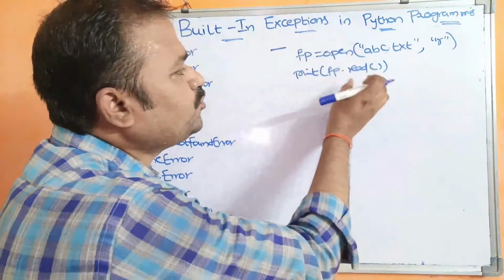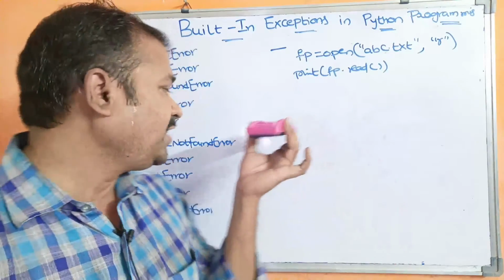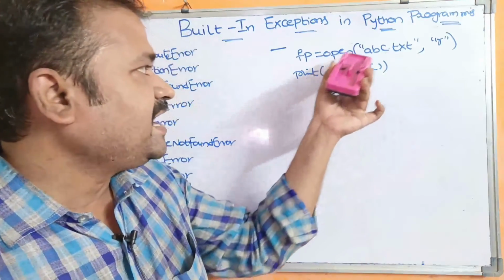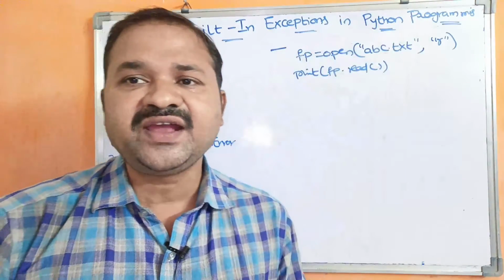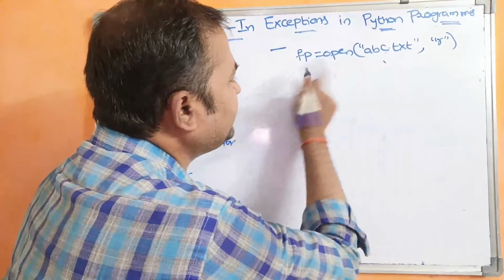Here we are trying to read the content of a non-existent file. So it will throw what? File not found error: abc.txt, no such file or directory. Okay. Now we have to handle the exception. So how to handle the exception?